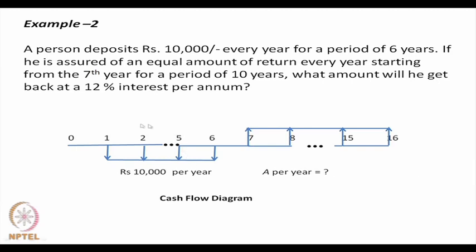So, here we are showing the cash flow diagram. For 6 years he is making the payment of 10,000 rupees every year, and then from the 7th year onwards he is getting receipts. These are all receipts pointing upward and these are payments pointing downwards, and payments are equal payments in series. So, this is A equal to 10,000 rupees, and this is for 10 years, 7th year through 16th year. What is the value of A? This is the question.